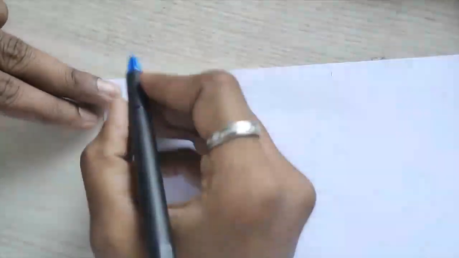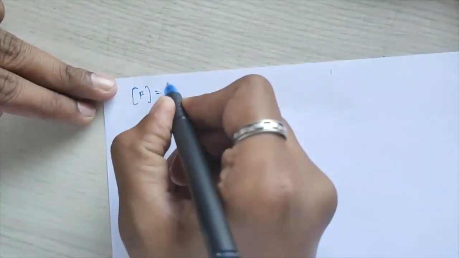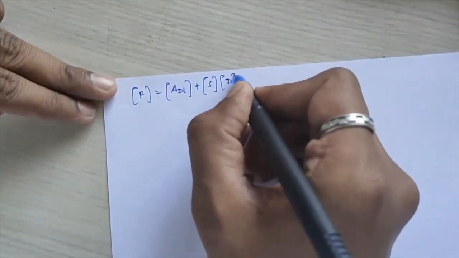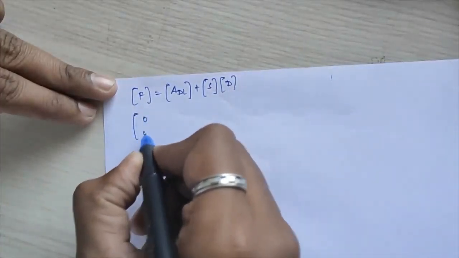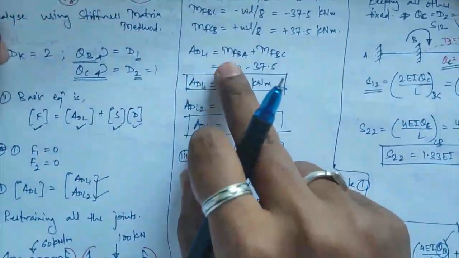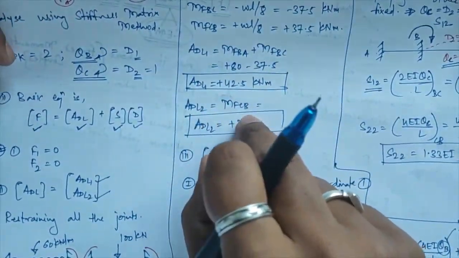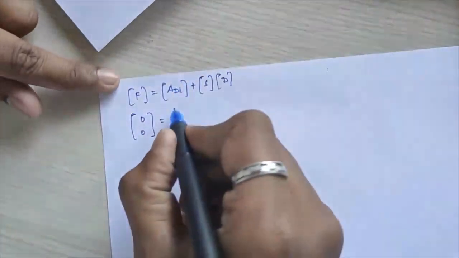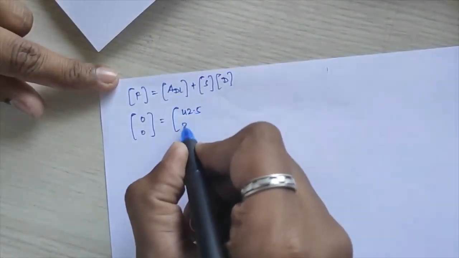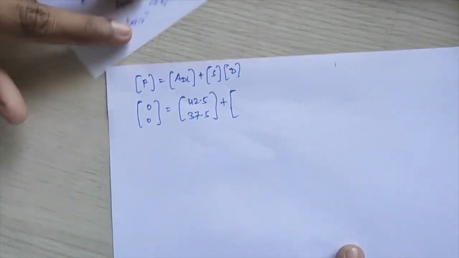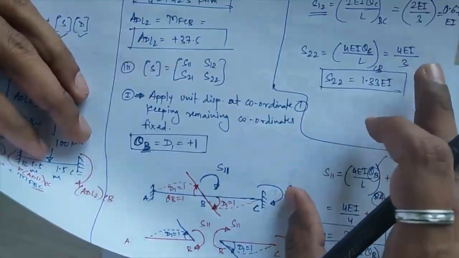So the basic equation is what? That is F is equal to ADL plus S into D. Okay, F values, both I have got 0, is equal to the ADL values. ADL1 that is MF of BA plus BC, and ADL2 that is your MF of CB. So this I am getting as 42.5 and 37.5, both positive, plus the S values. In the S values, if you see, all are multiplied with EI.